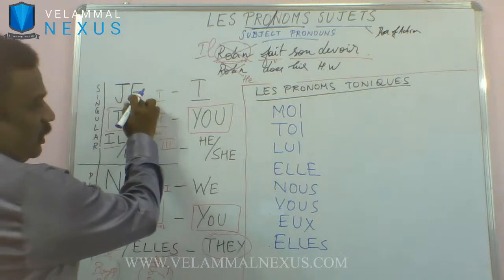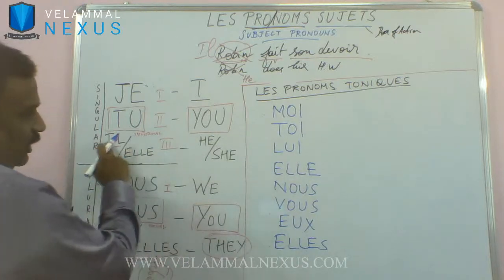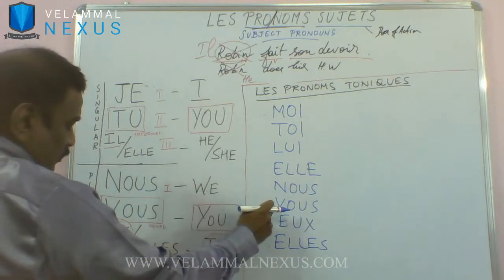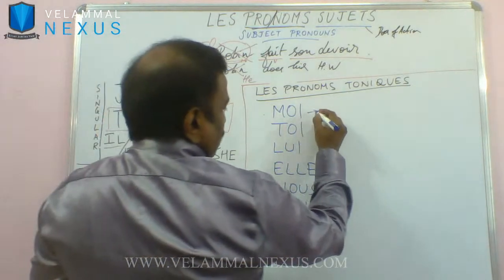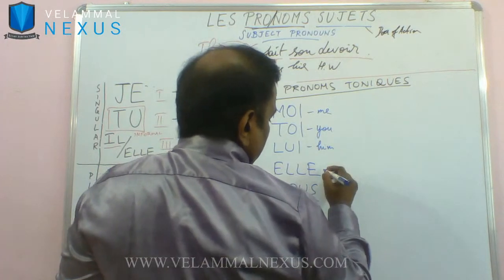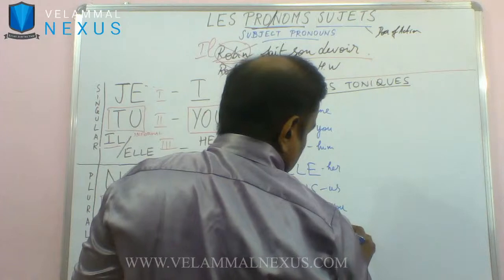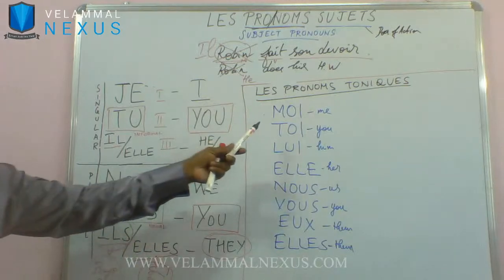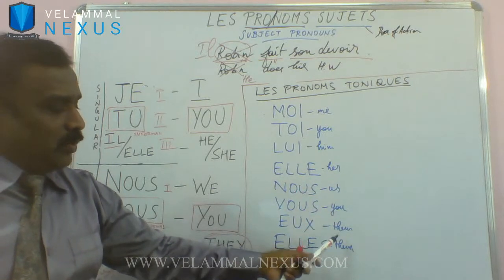This corresponds to je. For je you use moi, for tu you use toi, for il you use lui, for elle you use elle, for nous it is nous, for vous it is vous, for ils, masculine plural, you use eux, and for elles, elles. Now I'll give you the meanings also: me, you, him, her, us, you, them.